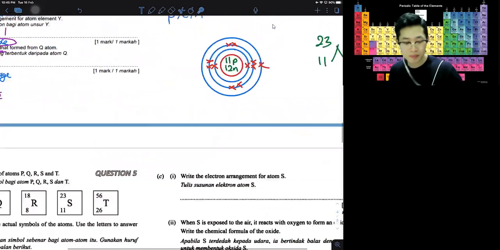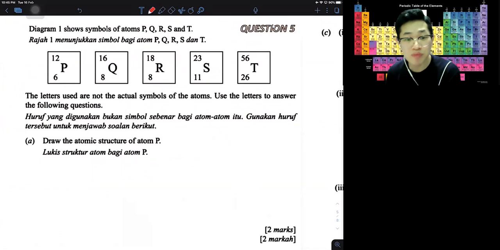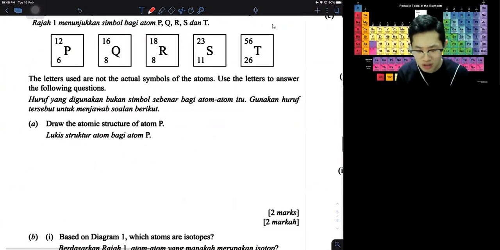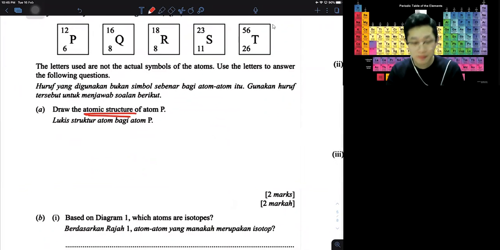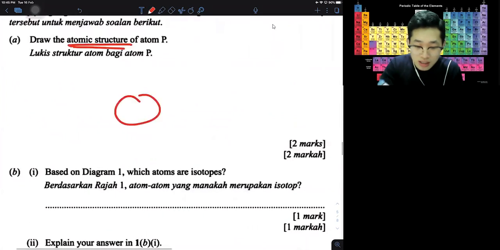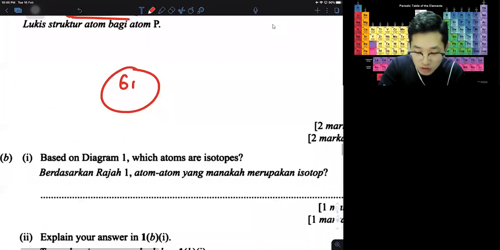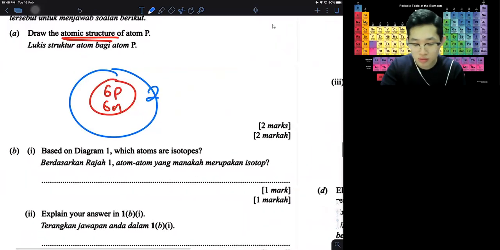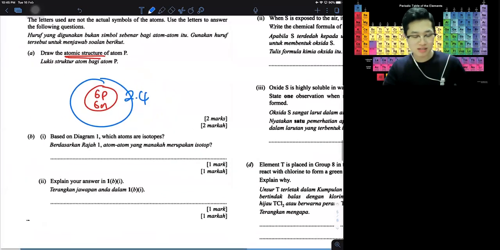Next. The letters used are not the actual symbols of the atoms. Use letters to answer the following question. Draw the atomic structure. Here got atomic structure. Okay, so P, you draw the nucleus. 6 proton, 6 neutron. Okay, and then you draw the electron arrangement of 2, 4. Like that, atomic structure here.